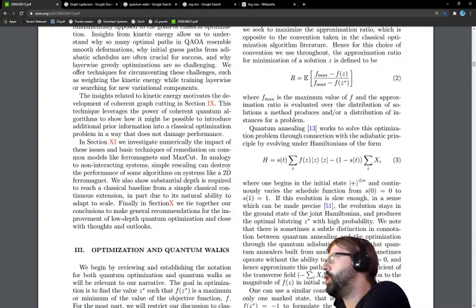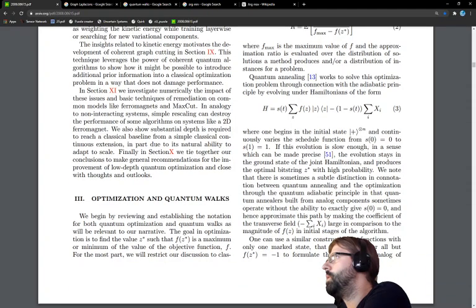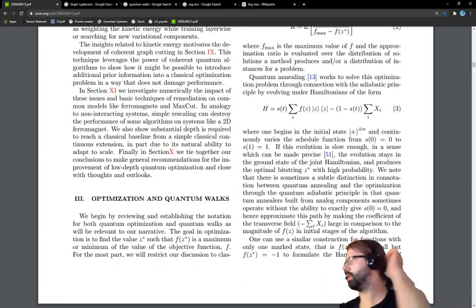So that's a combination of two Hamiltonians, like of these. I don't understand how this is formulated though.